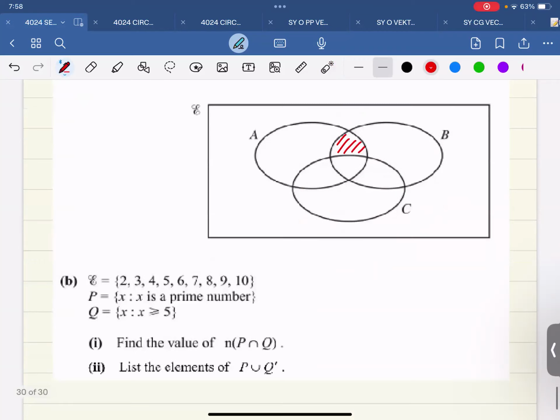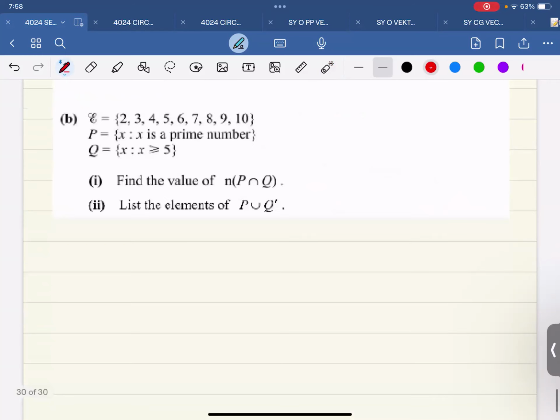Let's focus on this one. The universal set is 2, 3, 4, 5, 6, 7, 8, 9, 10. X is a prime number. So let me focus on P. P is such that it's a prime number. So 2 is a prime number, 3 is a prime number, 5 is there, 7 is there, and that's it. What is Q? Q is greater than or equal to 5. So that is 5, 6, 7, 8, 9, and 10.